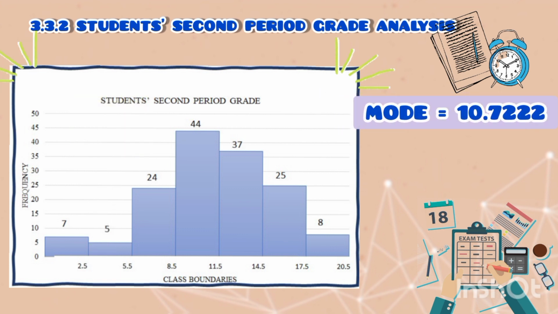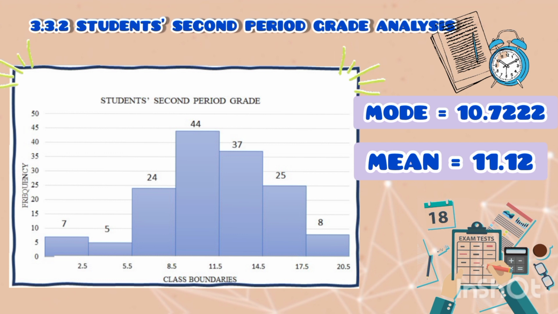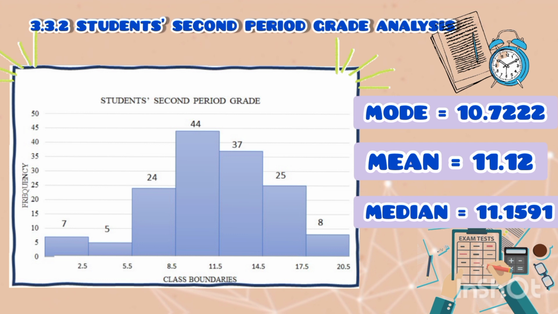The mode is equal to 10.7222 marks, which indicates that most of the students scored 10.7222 marks on their second period exam, while the mean is 11.12, which indicates that students score an average of 11.12 marks on their second period exam. The median is 11.1591, which indicates that half of the students score more than 11.1591 marks and another half of the students score less than 11.1591 marks on the exam.